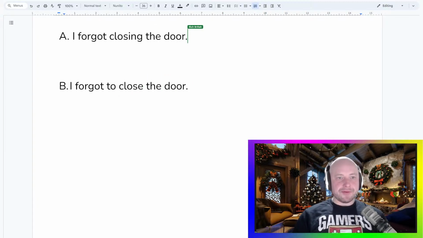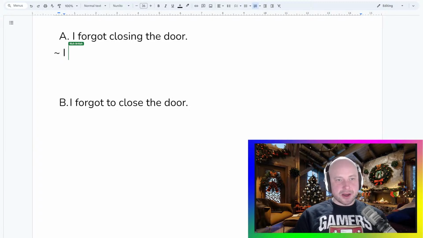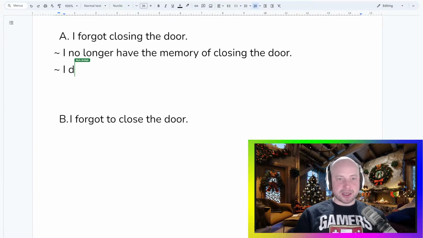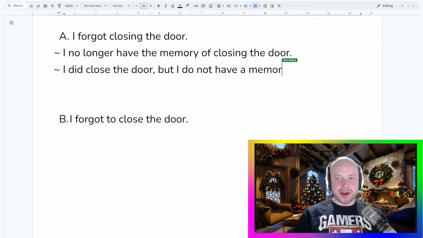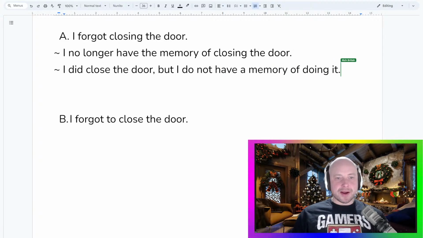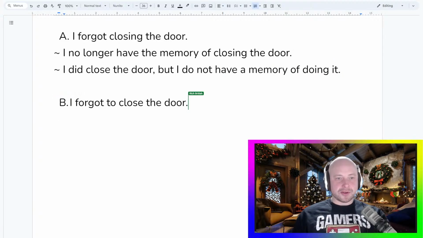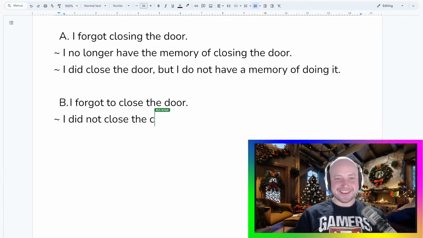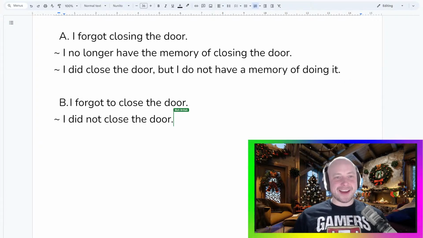Yeah, so we've got, I forgot closing the door, which means I no longer have the memory of closing the door. So actually this one, in fact, means I did close the door, but I do not have a memory of doing it. Whereas B, I forgot to close the door, means I did not close the door. That's it.